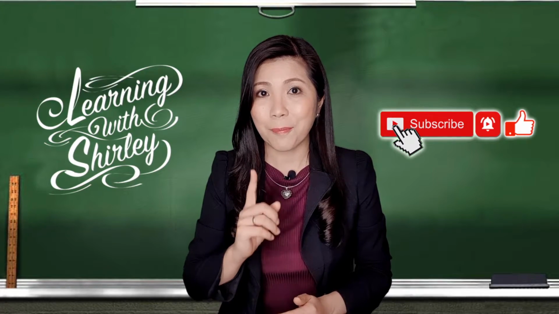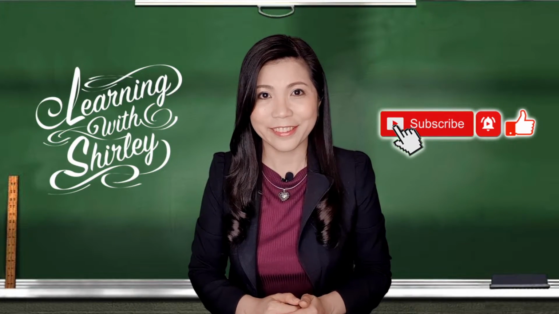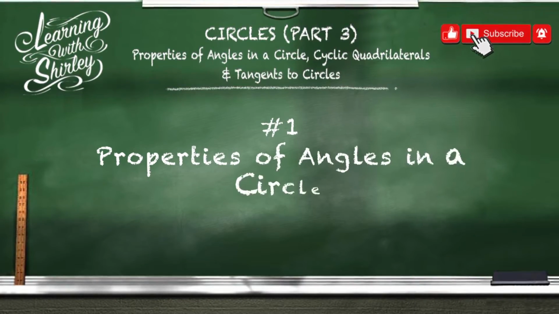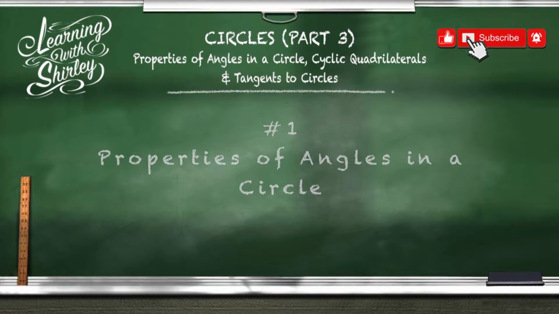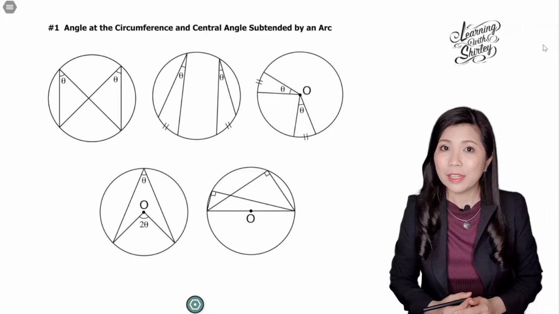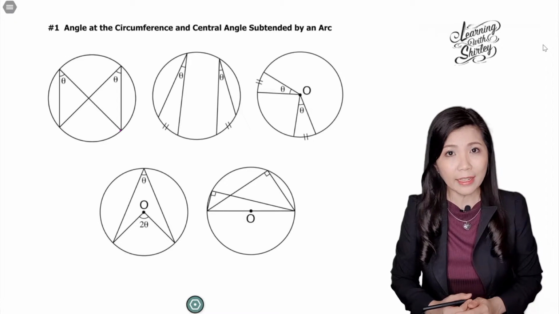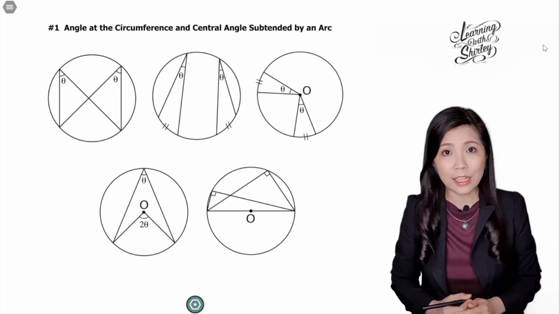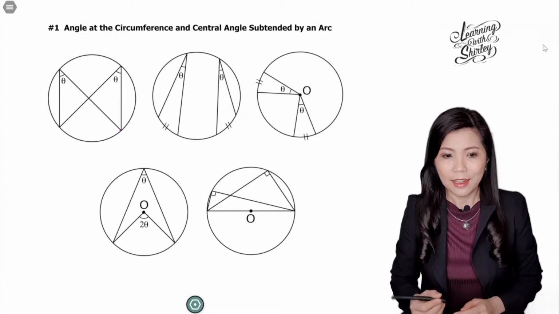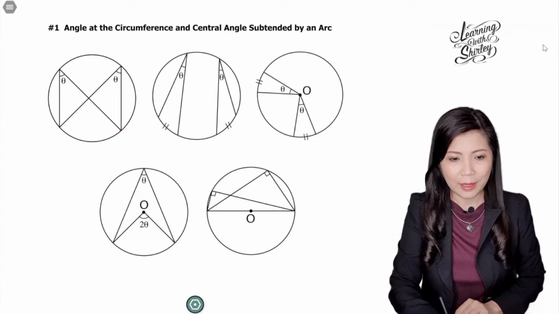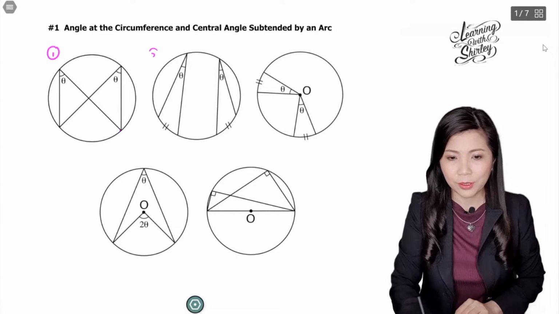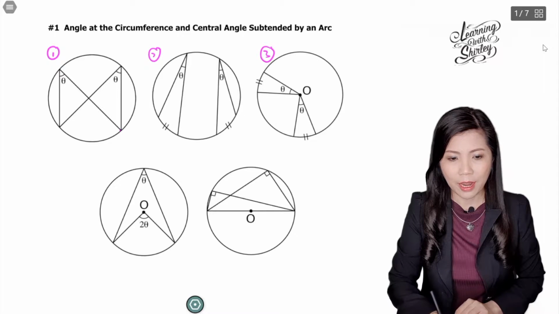Let's take a look at the properties of angles in a circle. Firstly, we need to understand the meaning of angle at the circumference and central angle subtended by an arc. Let's look at these diagrams. I label this as diagram 1, diagram 2, diagram 3, diagram 4 and diagram 5.